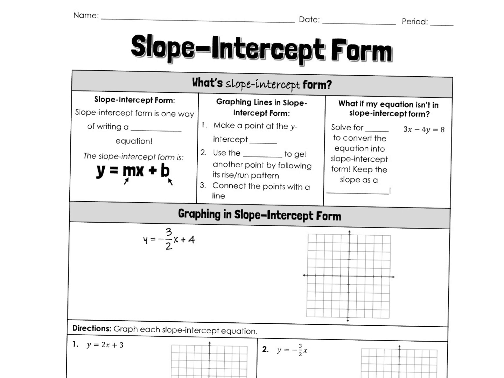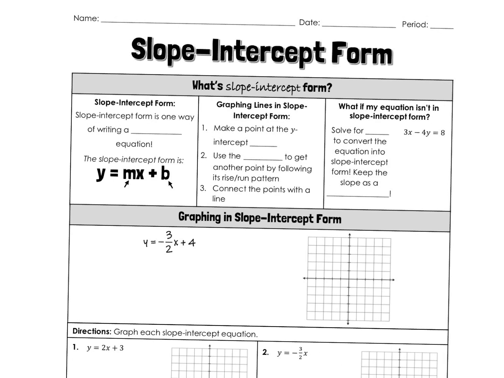The slope-intercept form is a way of writing a linear equation where m is the slope and b is the y-intercept. B is 0, b on the graph, and that's going to represent this number, whatever the last number is in the equation.